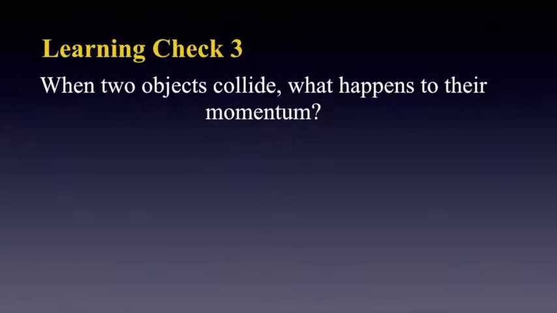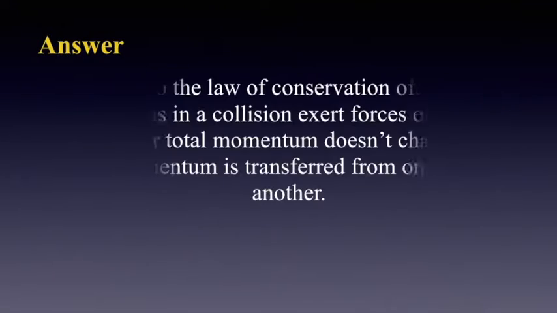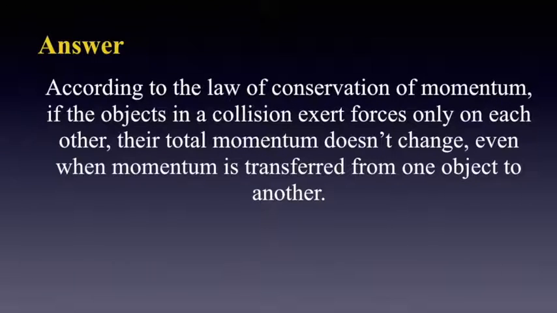When two objects collide, what happens to their momentum? The answer, according to the law of conservation of momentum: if the objects in a collision exert forces on each other, their total momentum does not change, even when momentum is transferred from one object to another.